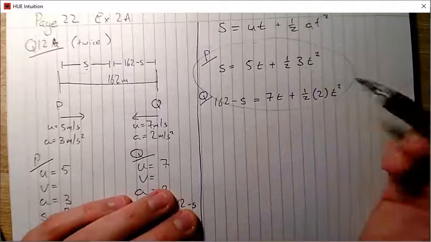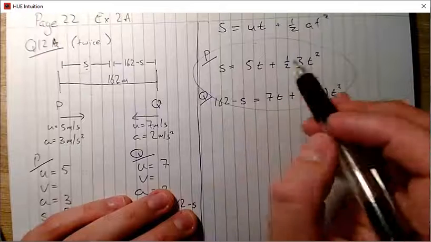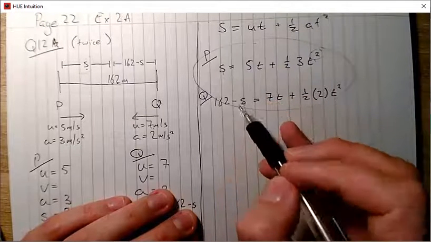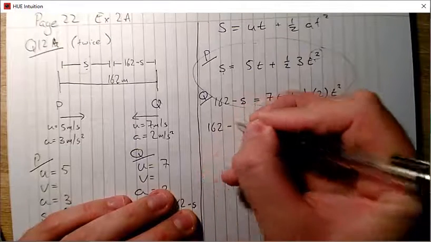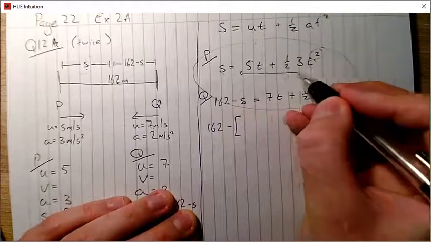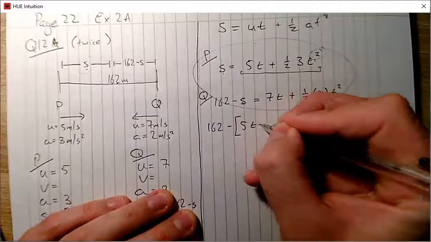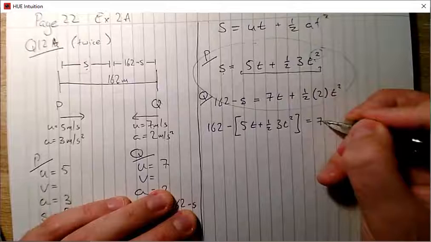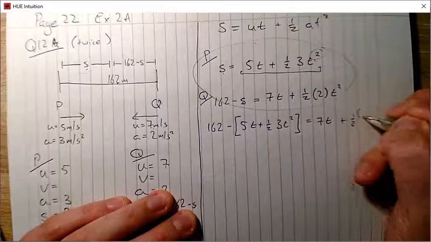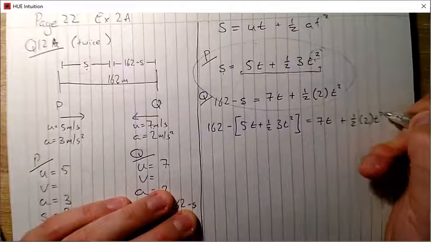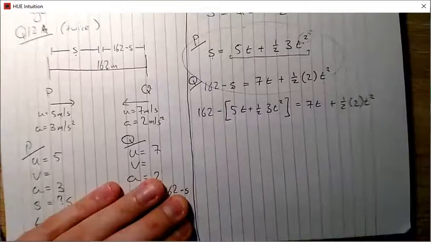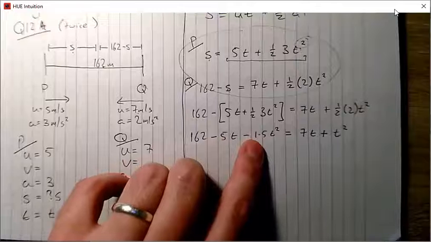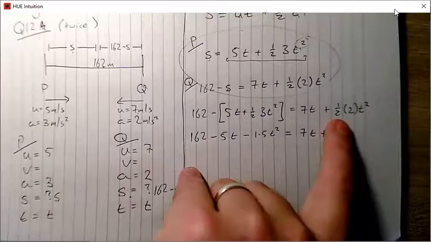So how do you solve two simultaneous equations? You can subtract them if they're linear. These are not. These have a quadratic element because there's a t squared. So you substitute this S in here. You get 162 minus, instead of that S, this S here: 5t plus a half of 3t squared. And that equals 7t plus a half of 2t squared. I'm going to run through that very, very quickly, but don't worry if you don't follow it. Removing the brackets makes it minus and minus, and then a half of 3 is 1.5, a half of 2 is 1.